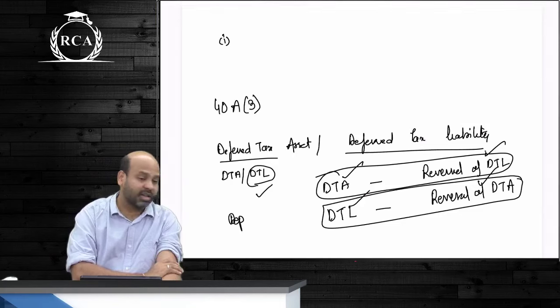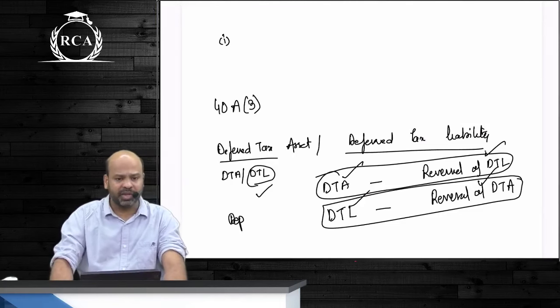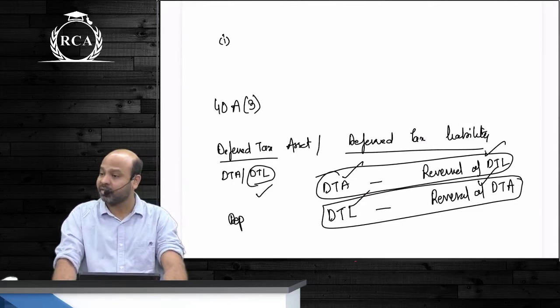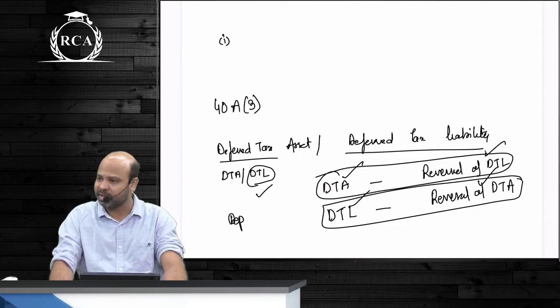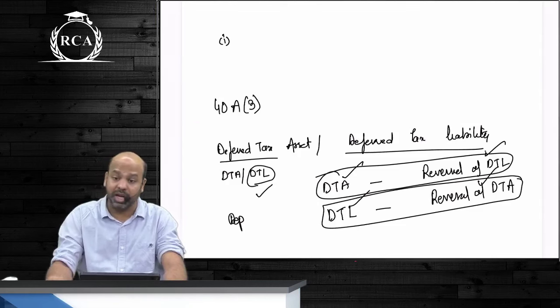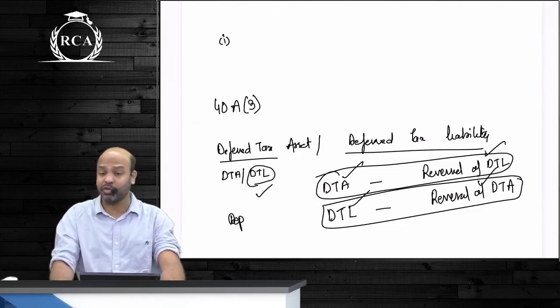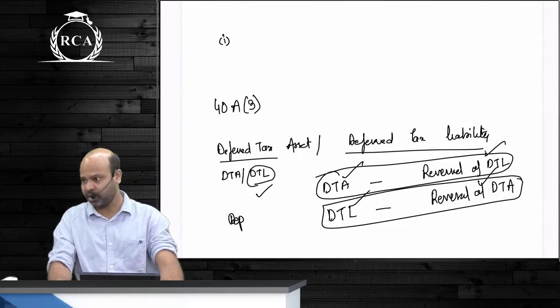Deferred taxes are recognized only in respect of those timing differences that are going to affect your future tax liability. Any timing difference that results in a lower taxable income in the current year, which in turn will result in a higher taxable income in the subsequent years, in respect of that you will have to create a deferred tax liability.